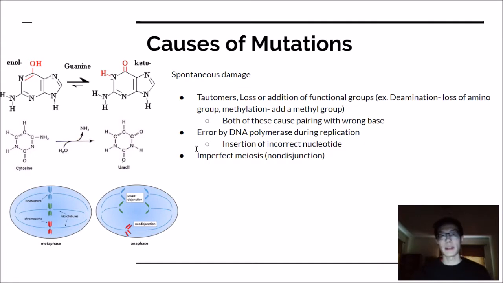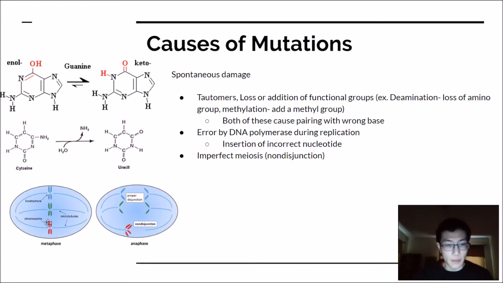You can also just simply have error due to DNA polymerase messing up during replication, so it inserts the wrong nucleotide, and then your cell wasn't able to recognize that incorrect nucleotide and fix it, and so it just stays incorrectly paired. You can also have imperfect meiosis, which affects larger chunks of genetic material, because oftentimes you might even have an extra chromosome. So through issues such as non-disjunction, you can gain an extra chromosome in the gamete.